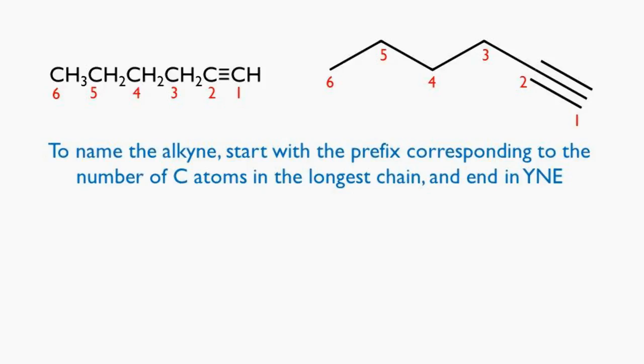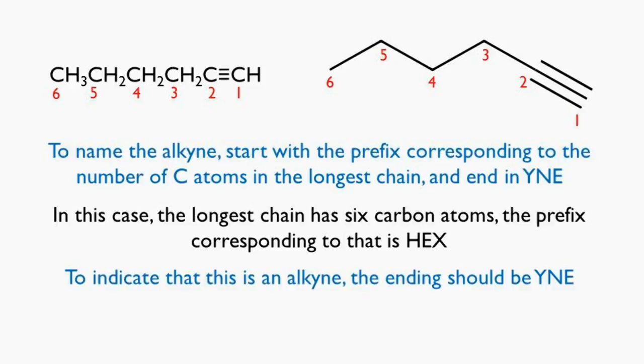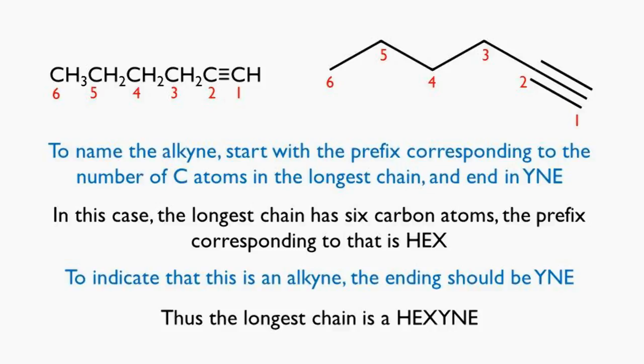Rule number 2. To name the alkyne, start with a prefix corresponding to the number of carbon atoms in the longest chain and end in Y and E. In this case, the longest chain has 6 carbon atoms. The prefix corresponding to that is HEX. To indicate that this is an alkyne, the ending should be Y and E. Thus, the longest chain is hexyne.